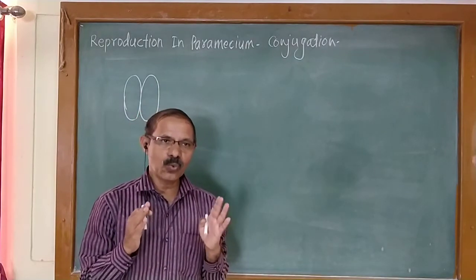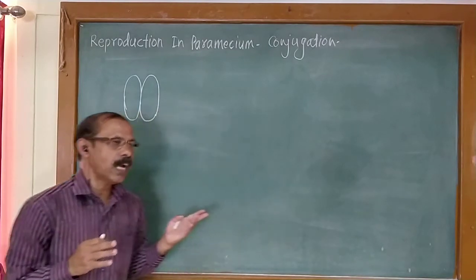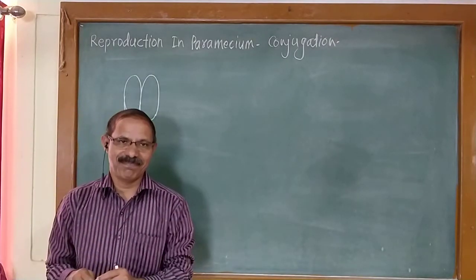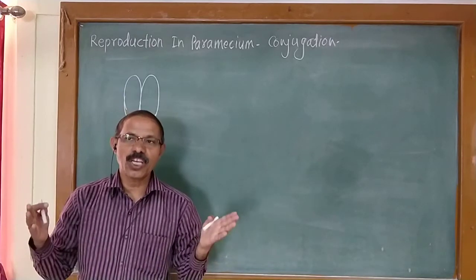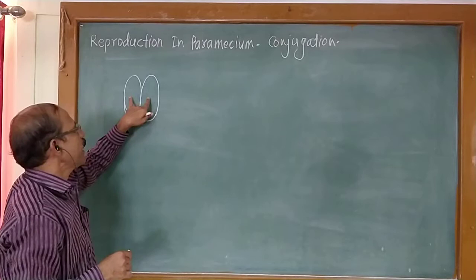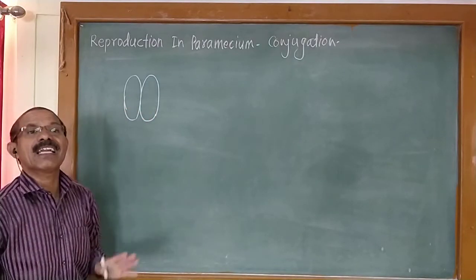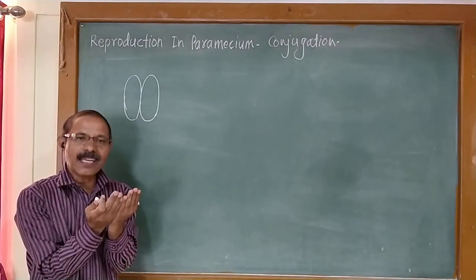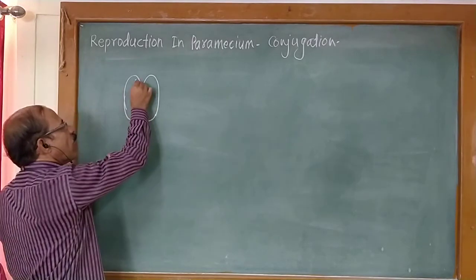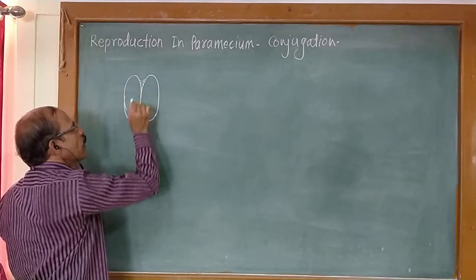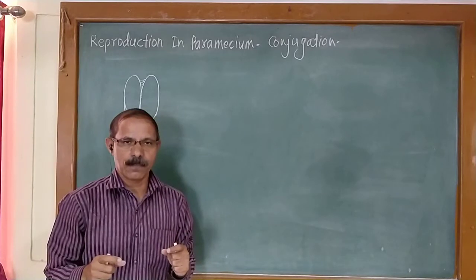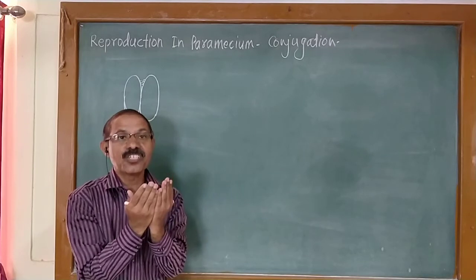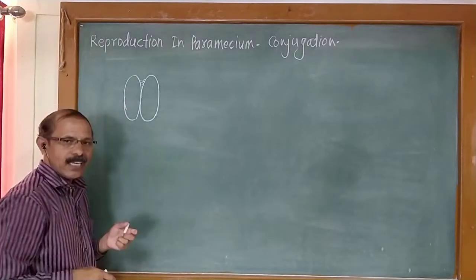Union of two paramecia. Which are the two paramecia? They are of the same species but different mating types. They come to each other by their oral or ventral surfaces and form a temporary union. The cilia of both paramecia form an adhesive substance, and due to this adhesive substance they stick to each other. And what happens then?